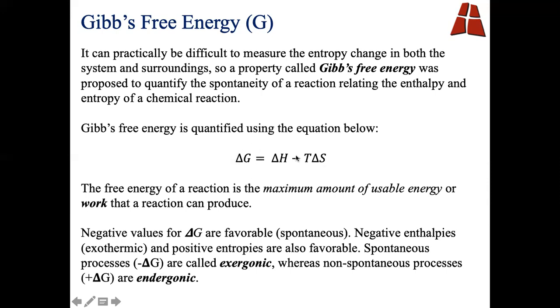Just in terms of how our enthalpies and entropies would influence the delta G sign, if we have a negative enthalpy, which would be an exothermic reaction, that would contribute to a negative delta G, meaning that it would make the reaction more favorable. And because we have a negative sign here, if we have a positive entropy, that would also contribute to something being favorable.